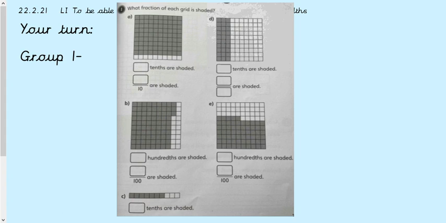Third part for group 1 then. What fraction of each grid is shaded? So there are 9 tenths shaded, because there's 9 rows of 10 shaded. This one, 3 tenths are shaded, so it would be 3 tenths.